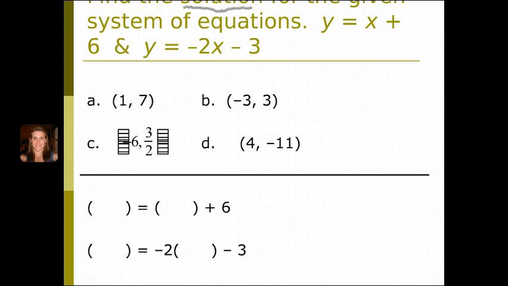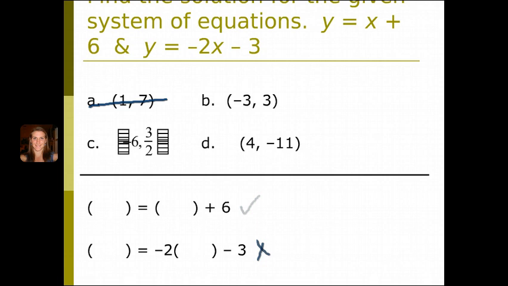In order to use plug and chug, we will take our x and y values and put them in the place of x and y in the given equations. If we're testing equation A, we're going to take 7 and put it in the place of all of our y values, and 1 goes in the place of all of our x values. 6 plus 1 does equal 7. However, negative 2 minus 3 does not equal 7.